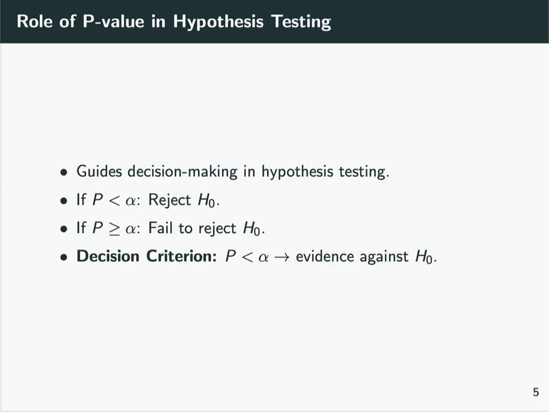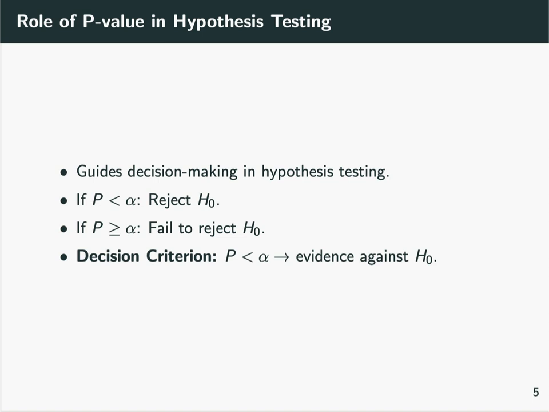Now, the role of the p-value in hypothesis testing, because this is a crucial meta concept for all of statistics. It's crucial because it's guiding our decision-making in this type of hypothesis testing. If the p-value is less than our predefined significance level alpha, we reject the null hypothesis in favor of the alternative. Conversely, if the p-value is greater than or equal to alpha, we fail to reject the null hypothesis.